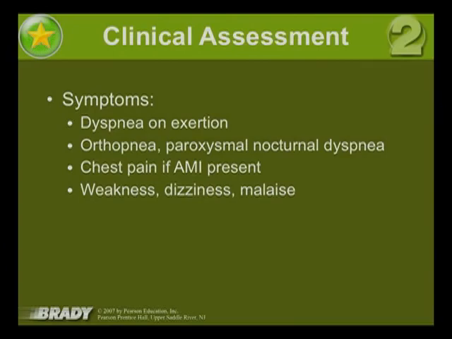Symptoms will include dyspnea on exertion, orthopnea, paroxysmal nocturnal dyspnea, chest pain if an AMI is present, weakness, dizziness, and malaise. Again, just beware, some of these are symptoms of pneumonia, so you want to look out for those keys to differentiate the two.